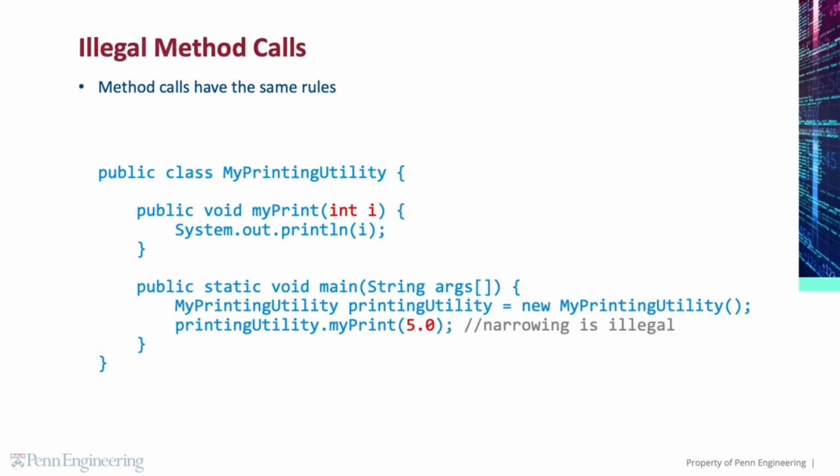In this myPrinting utility class, we have a single myPrint method that takes a given int and prints it. The following call to myPrint is illegal due to narrowing. We first create an instance of the myPrinting utility class in the main method. Then we call the myPrint method with 5.0, which is a double. Java doesn't allow narrowing a double to an int, so this is illegal.